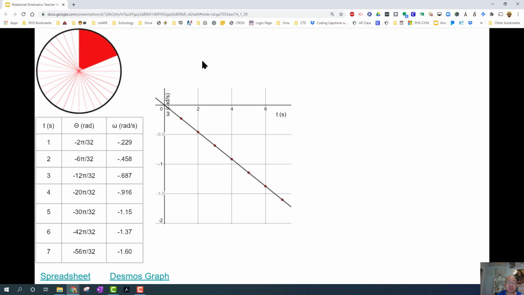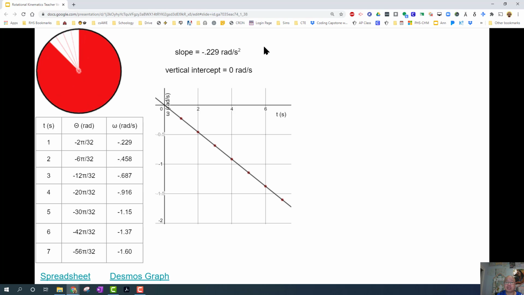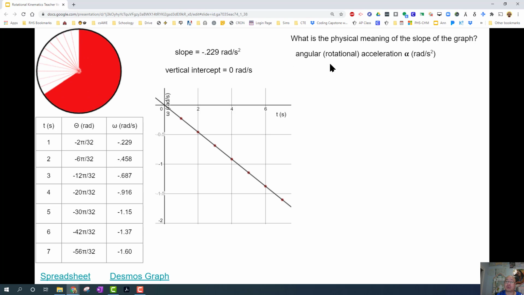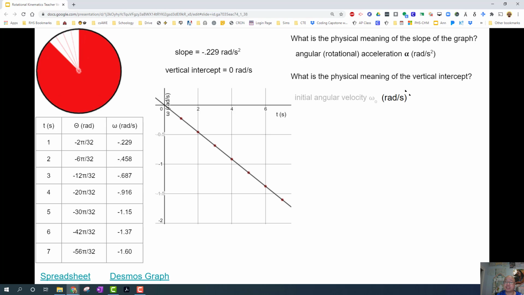If we were to measure or calculate the important features of this graph, we get a slope of negative 0.229 radians per second squared, and a vertical intercept of 0 radians per second. What's the physical meaning of the slope of this graph? The physical meaning is the angular or rotational acceleration. The symbol for that is alpha, and the units are radians per second squared. What's the physical meaning of the vertical intercept? That's the initial angular velocity, omega initial, in radians per second.